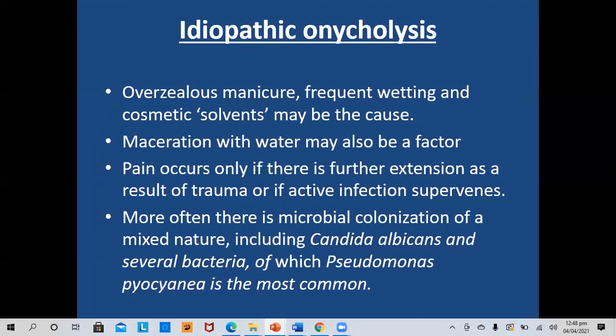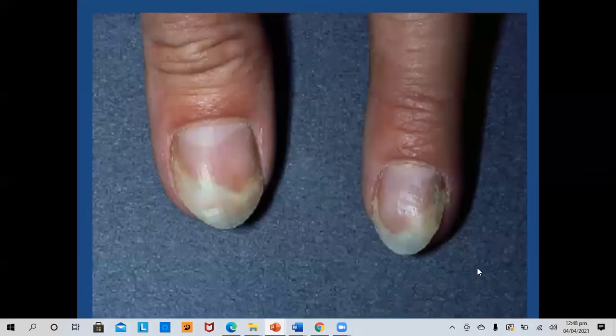Most often, the onycholytic nail is colonized by Candida albicans or by some bacteria like Pseudomonas pyogenes. And if the Candida is there, then the nail fold will also be involved, and you will be giving antifungal lotions as well as oral antifungals. Pseudomonas pyogenes will give a green color to the onycholytic nail.